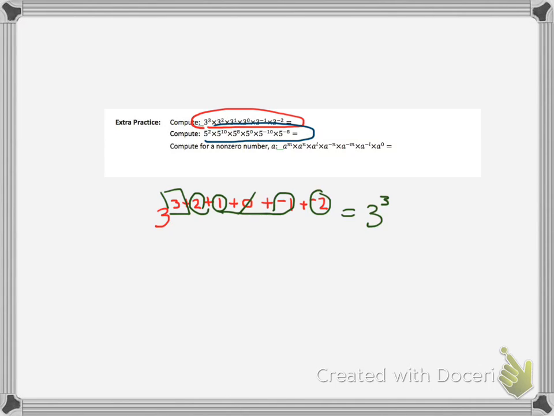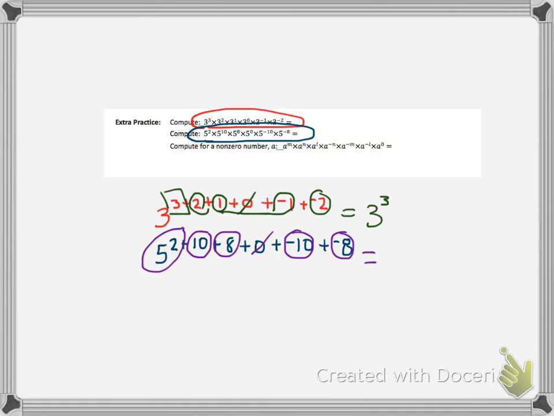For our next one, again, we're looking at the same base. So we have 5 to the 2 plus 10 plus 8 plus 0 plus negative 10 plus negative 8. Can you look at that and see the same kind of canceling that we did before? We have 8 and negative 8 that will cancel. We have 10 and negative 10 that will cancel. Adding 0 doesn't change anything. What do you end up with? You end up with 5 squared.